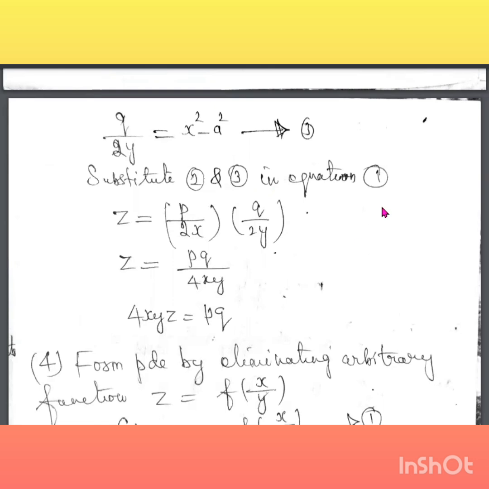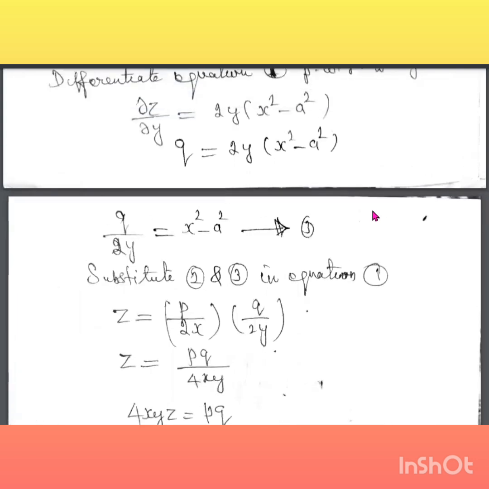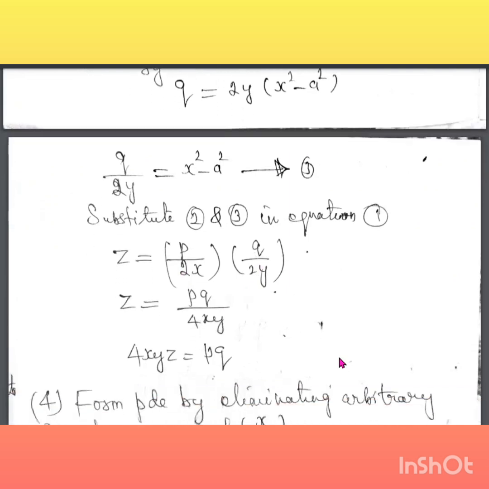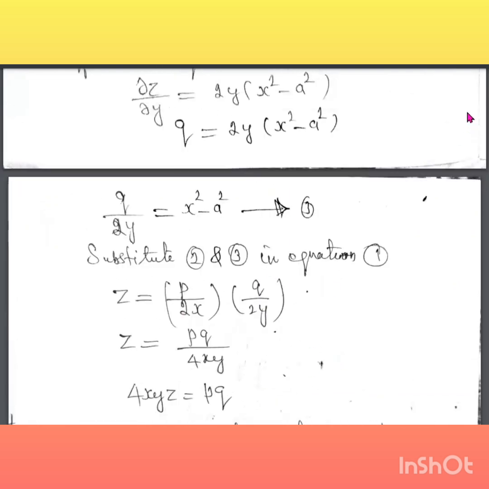Substitute 2 and 3 in equation number 1. What is equation number 1? z is equal to (x square minus a square)(y square minus b square). So z is equal to, for x square minus a square, q divided by 2y, and for y square minus b square, p divided by 2x. So z is equal to p divided by 2x into q divided by 2y. z is equal to pq divided by 4xy. So by cross multiplying, 4xyz is equal to pq. So this is the required partial differential equation.